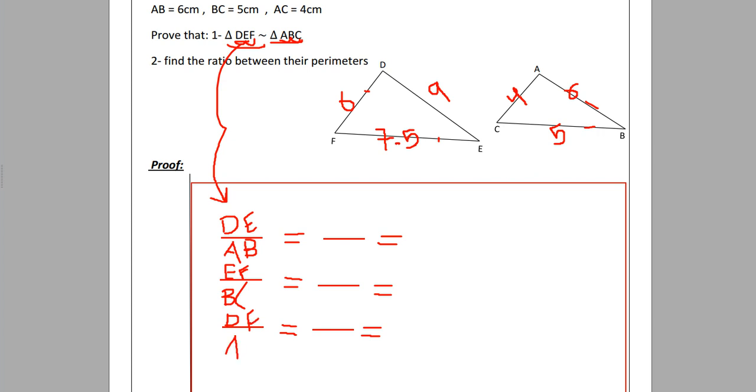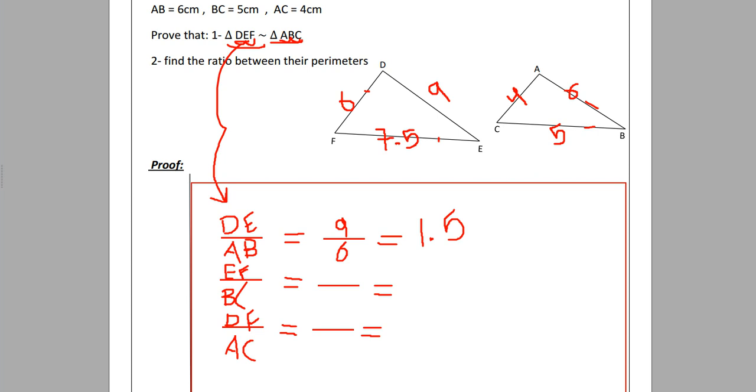So the first ratio here is DE over AB. What is the length of DE? Excellent, it is 9 over AB. What is AB? AB is 6 centimeters. So 9 over 6 equals what? By simplifying this ratio, it will be 3 over 2, which is 1.5. So we can write 1.5.